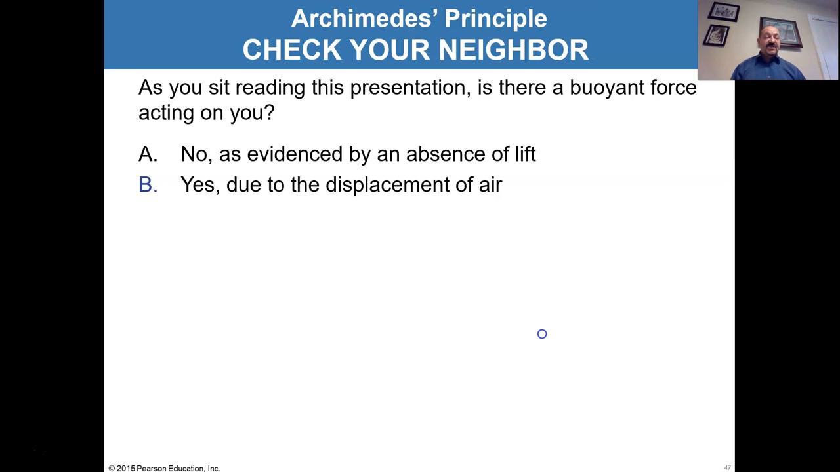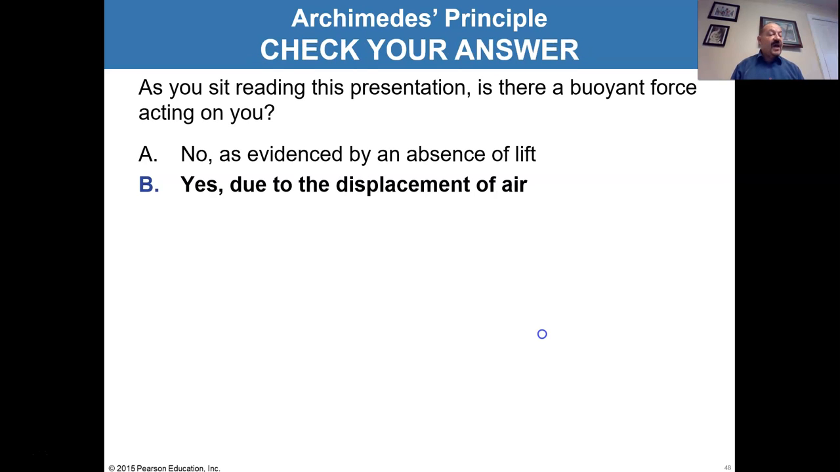If you sit reading this presentation, is there a buoyant force acting on you? No, as evidenced by the absence of lift. Yes, due to the displacement of air. Well, you're sitting in air. There's air pushing on you. The air pushing on the bottom of your body is more force than the air pushing on the top of your head because it's denser at the bottom, at your feet, and therefore the pressure is higher, and therefore you will experience a buoyant force.